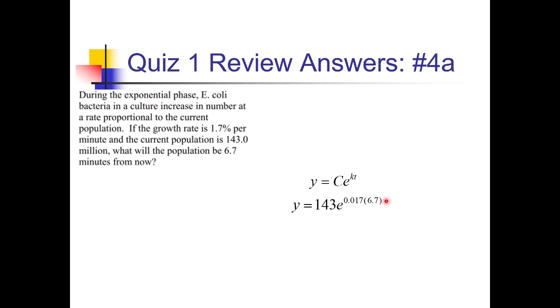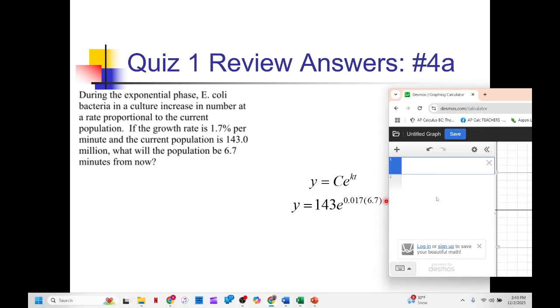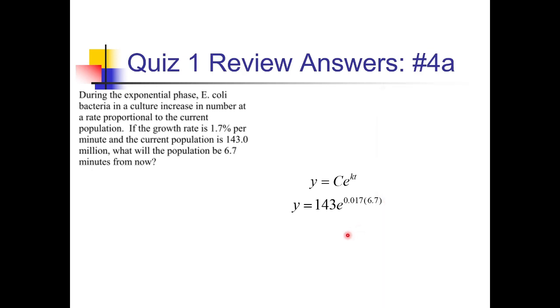And now we'll just plug all of that into our calculator. So here's my Desmos. Let's do 143 e, and now we'll raise that to the 0.017 times 6.7, and that comes out to 160.252 if I round that off, and that's going to be a million bacteria.